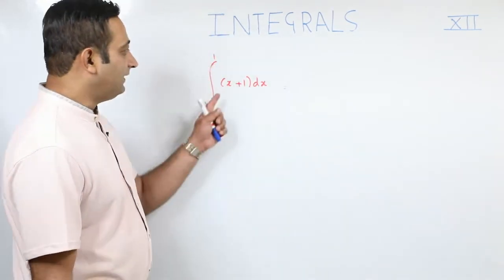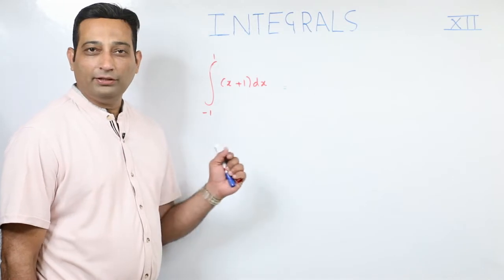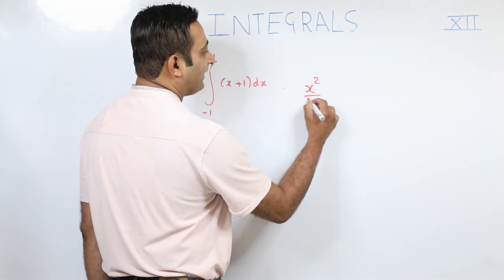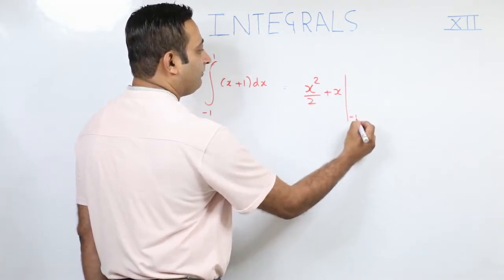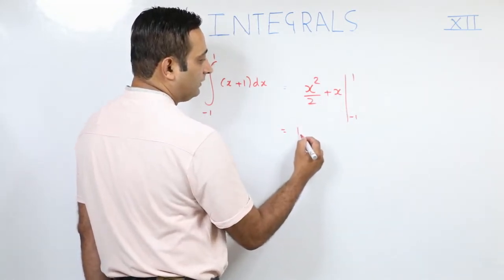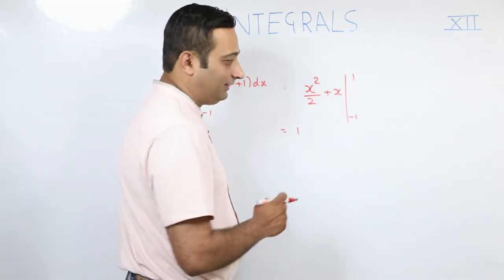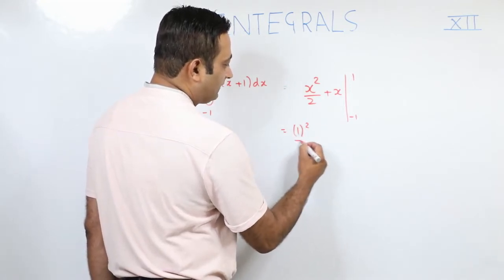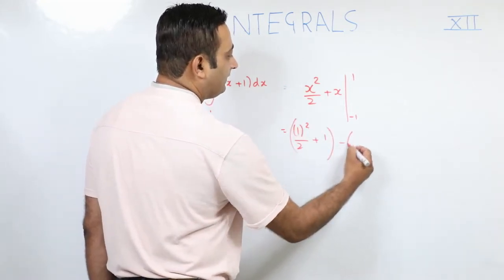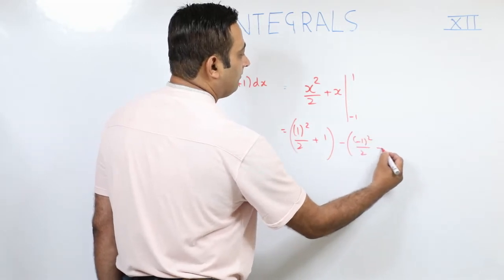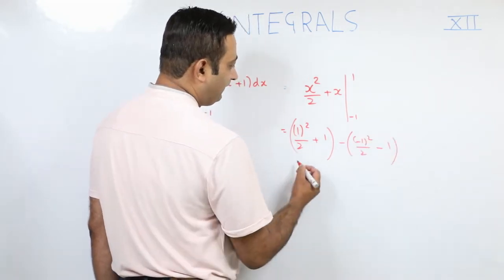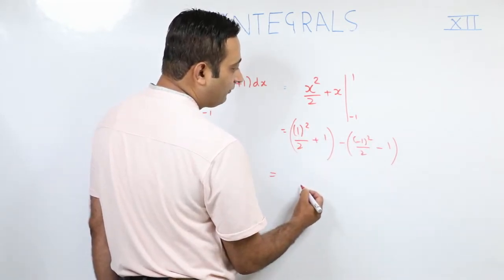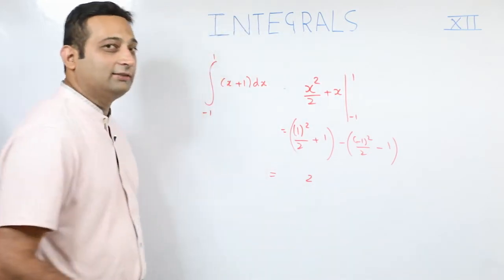Now, in this problem we can see we have an integral of x plus 1 from the limits minus 1 to 1. First of all, we will find the antiderivative, that will be x square by 2 plus x. Now, we will directly put the limits x equal to 1 and x equal to minus 1 in this antiderivative and we will subtract those. Now, we get 1 square by 2 plus 1 minus of minus 1 square by 2 minus of 1. That means we get 1 by 2 and 1 by 2 got cancelled and 1 and minus of minus 1 will be 2. This is our answer.